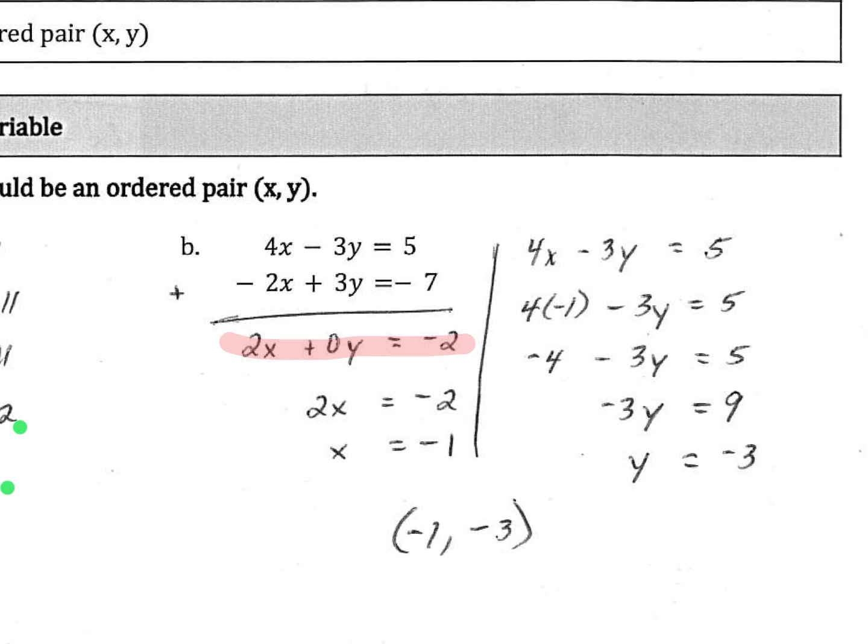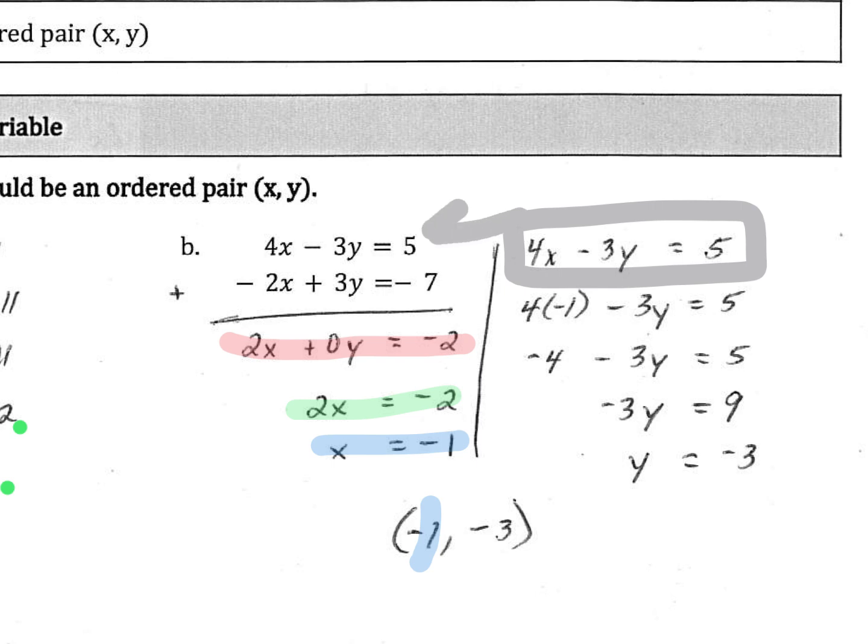Now 2x plus 0y is the same as just 2x. So 2x equals negative 2. If I divide both sides by 2, I get negative 1. x equals negative 1. So that's part of our answer. But now we need a y number. So let's come up here. Hopefully you can see that I just copied this equation from the first one on top. We could use the second one, but I just grabbed the first one.